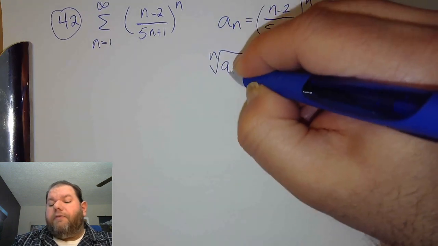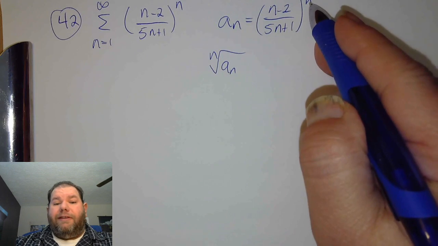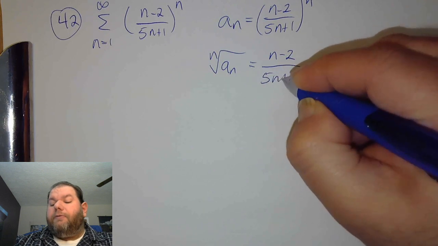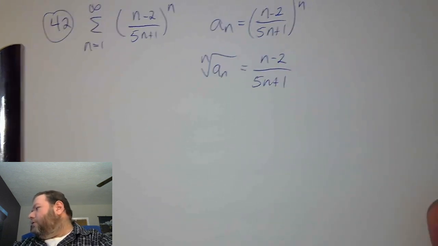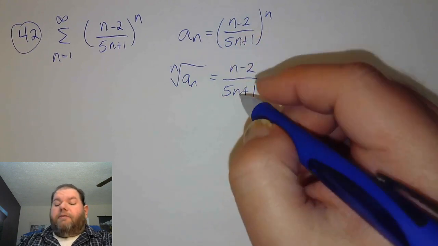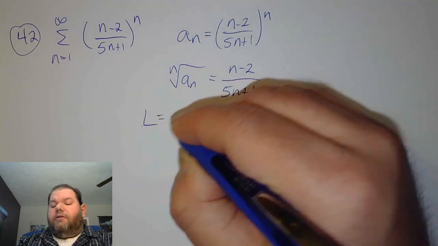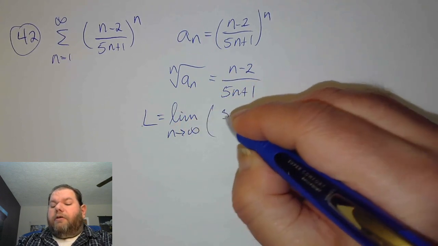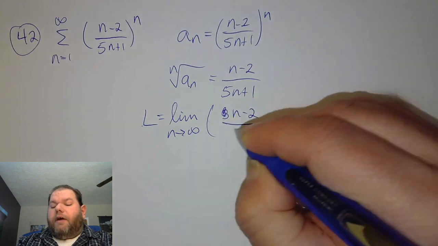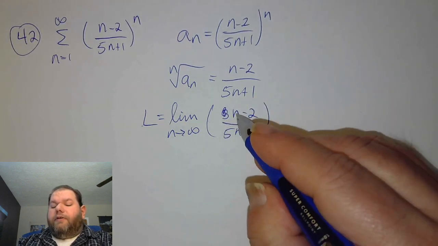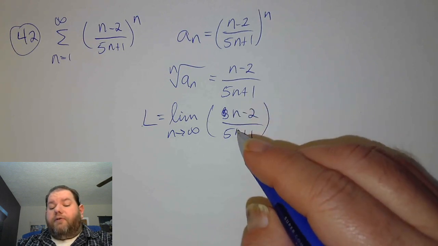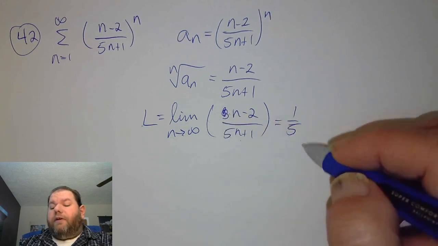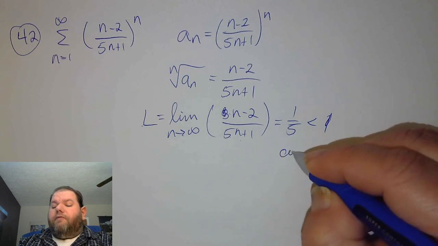And if we take the nth root of that, the nth root cancels out the nth power. And so it's n minus 2 over 5n plus 1. And so we'll take the limit of that as n goes to infinity of n minus 2 over 5n plus 1. And again, these have the same exponent, n to the first over n to the first, so their coefficients will be the limit, 1 over 5. So 1n over 5n is 1/5. Less than 1 converges.